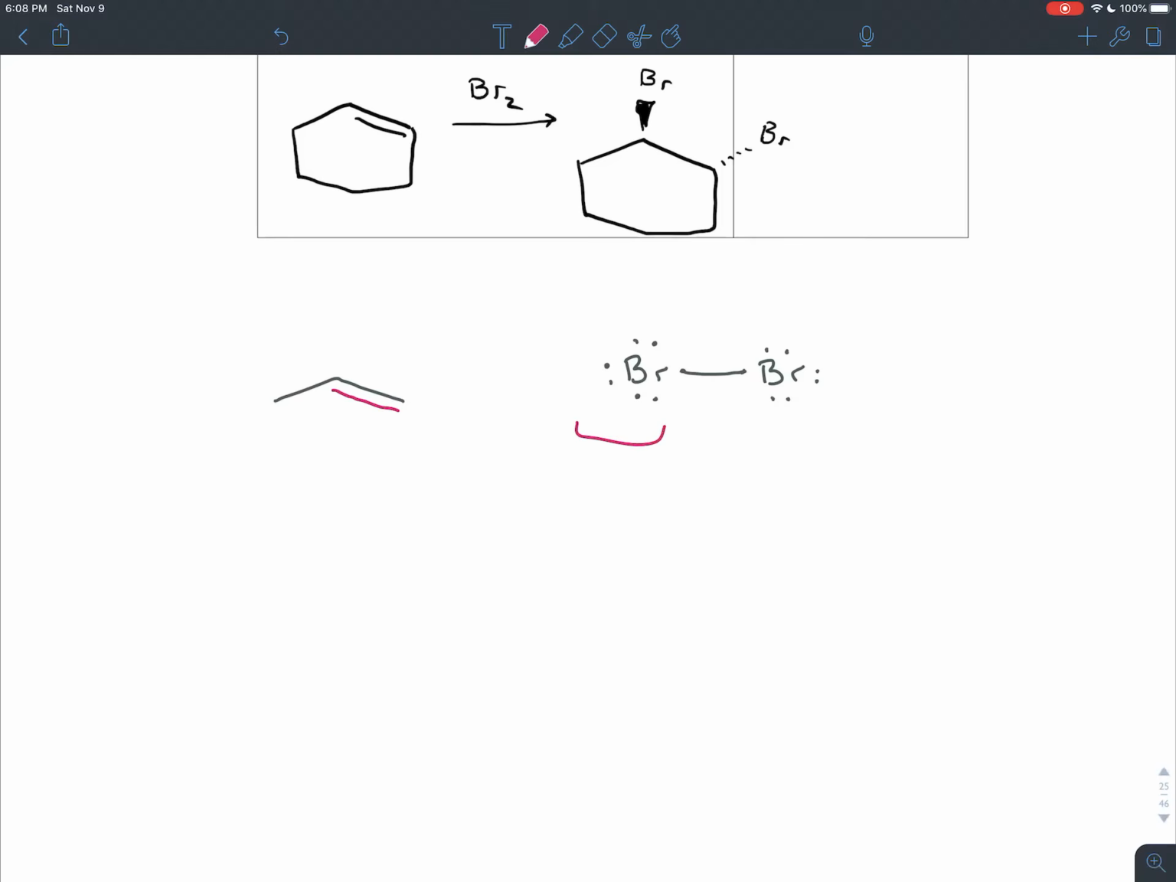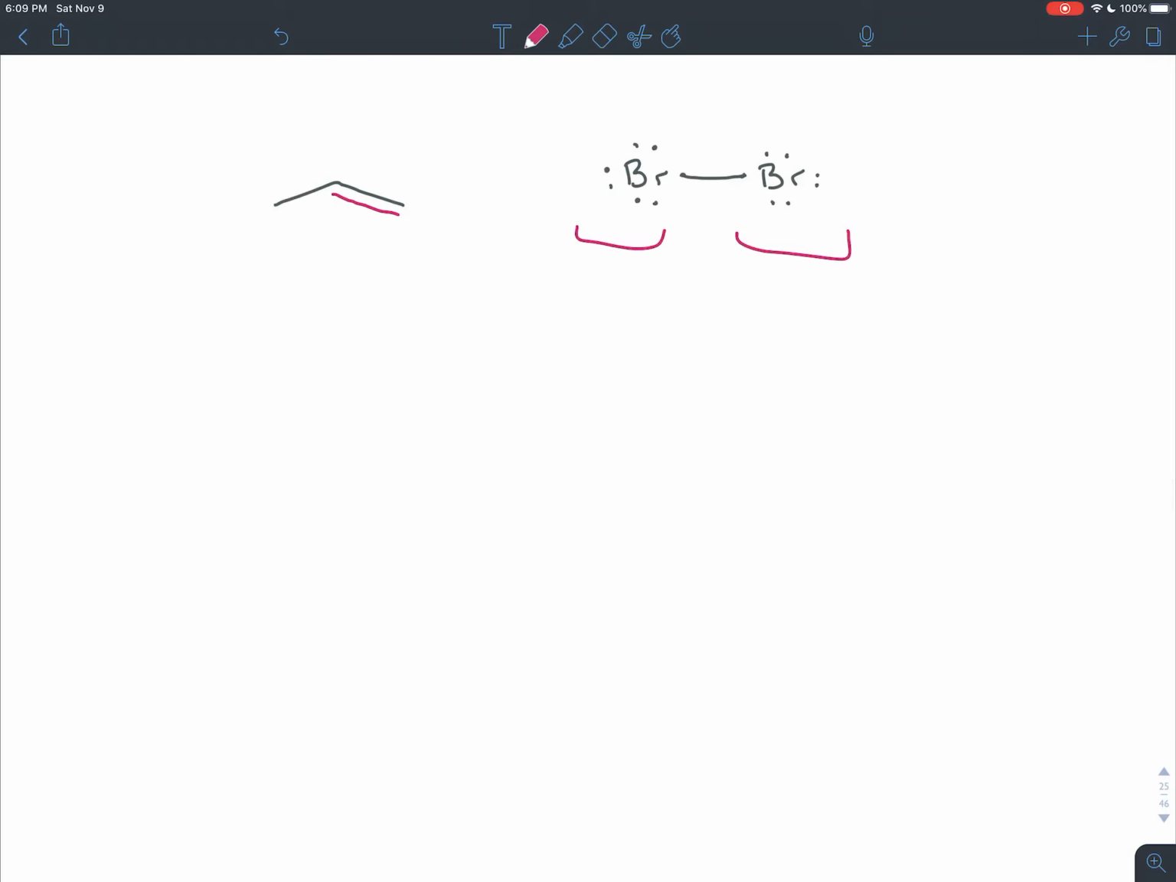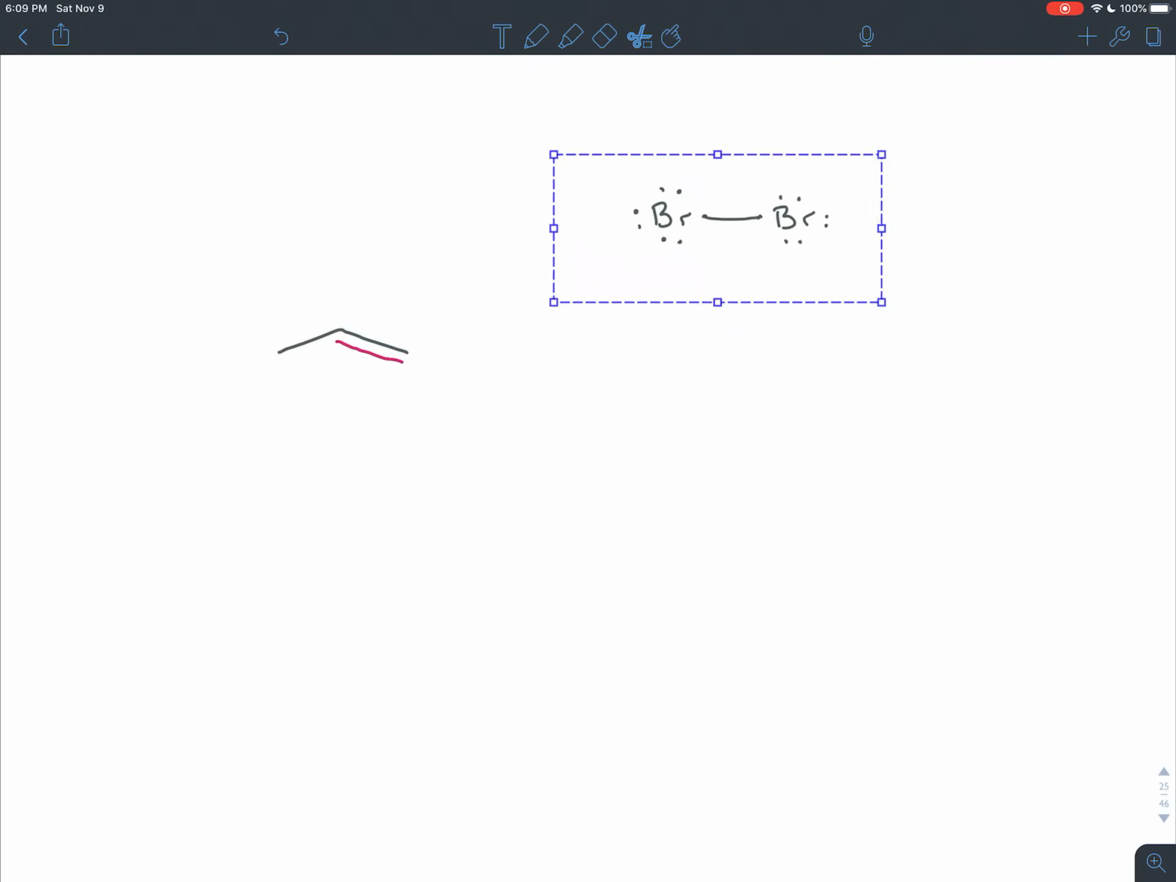After all, bromine and bromine, or whatever 2 halogens you're using, have the same exact electronegativity. So that bond is not polar. Neither atom is pulling electrons to itself more than the other one. It's actually perfectly non-polar. So how does that nucleophile find anything to attack in this molecule?